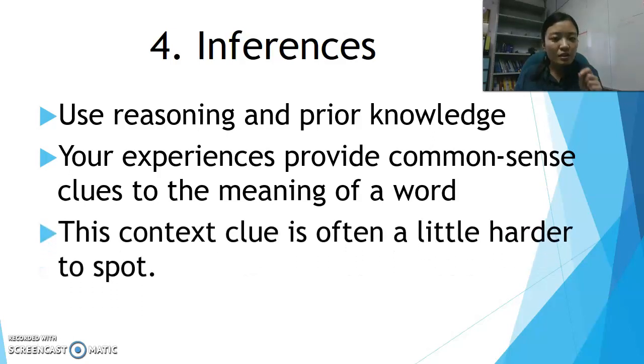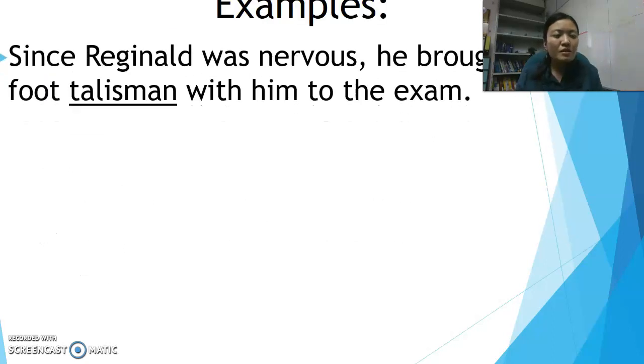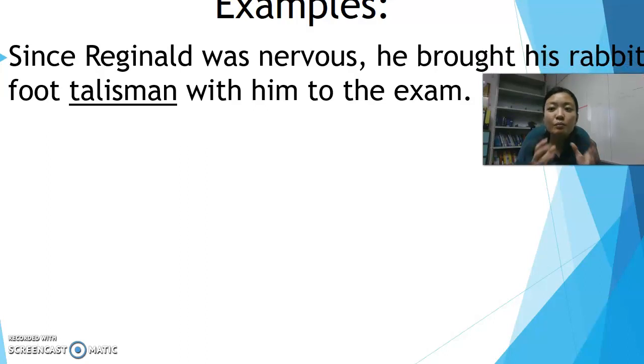This kind of clue is often a little harder to spot, because it uses more things which are inside your head. It cannot be easily seen on the paper, unlike just now. For example, since Reginald was nervous, he brought his rabbit foot talisman with him to the exam. So what is talisman? Here you know that when you go to the exam, you are nervous. So he brought something to the exam hall, right?